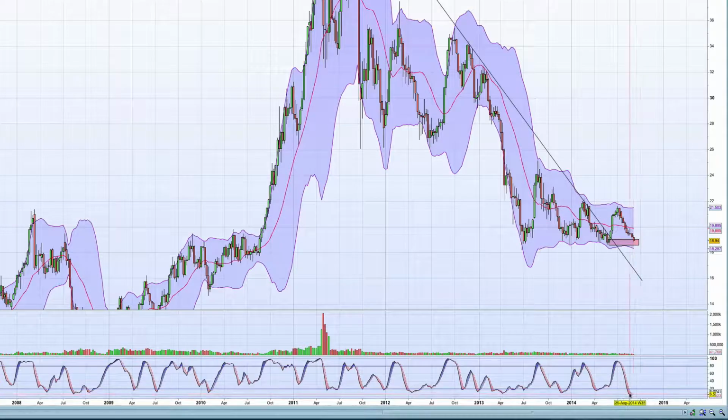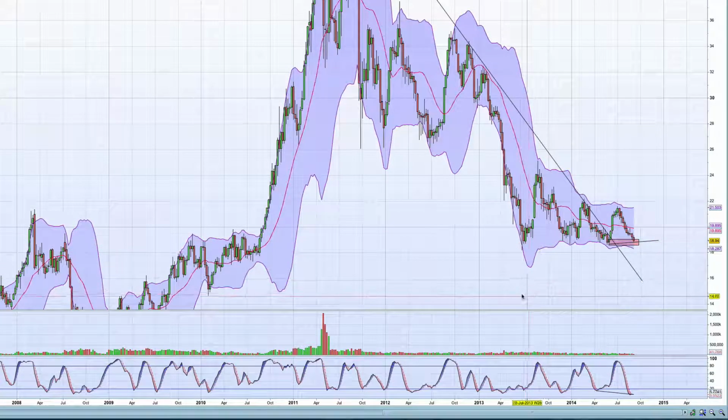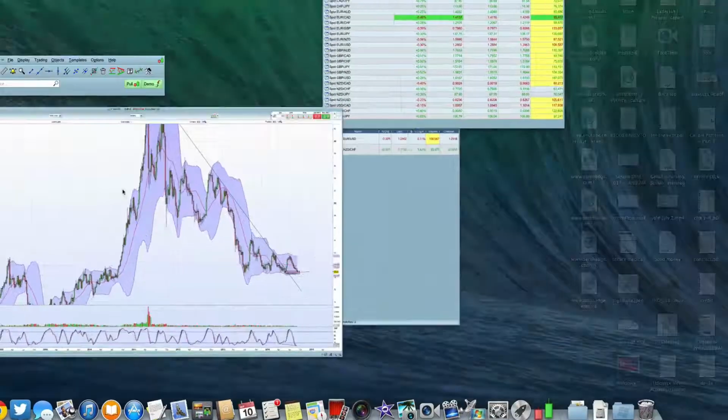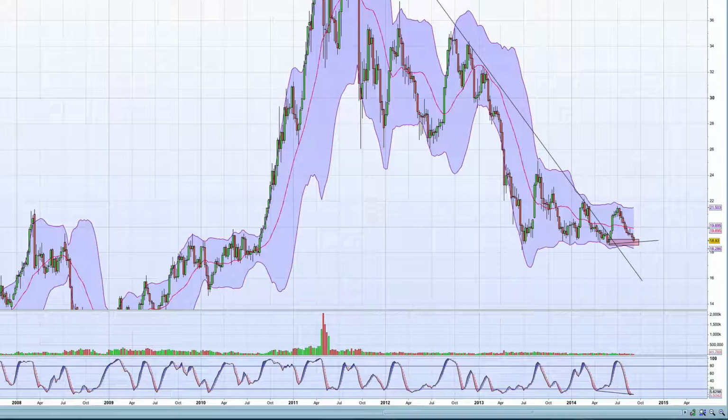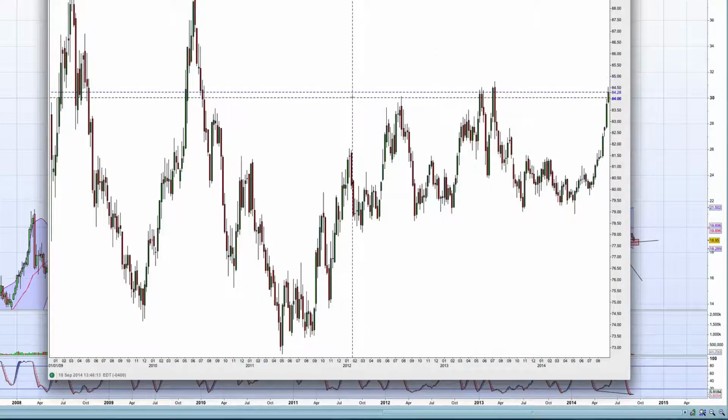Stochastics are very oversold, and we actually have a little bit of this goes up, this goes down, and this goes up. So let's see what happens. But again, the dollar is way overvalued. I'll do a chart of the dollar right now. Hold on. Okay, now here's the dollar.